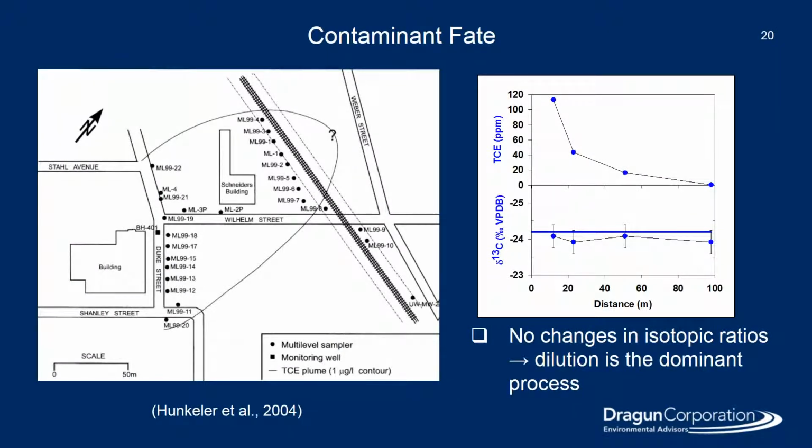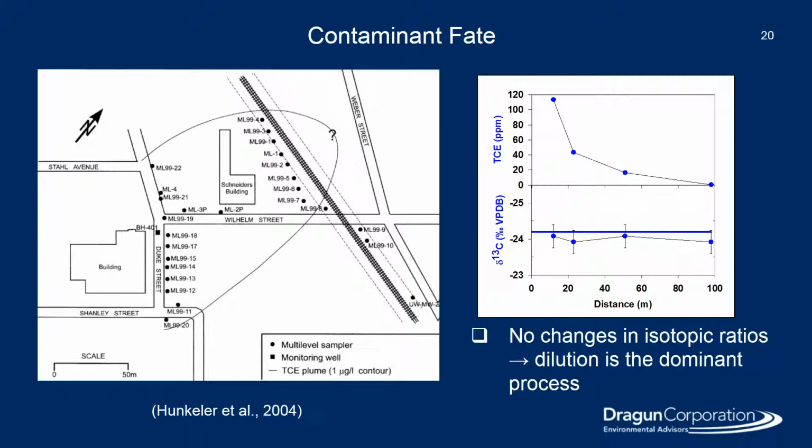This is a case study that was done by Honkler and others. This is a site in Kitchener, Ontario. Groundwater moves from south to north, and this is the TCE plume. So they collected groundwater samples along the plume and analyzed them for concentrations and carbon isotopes.